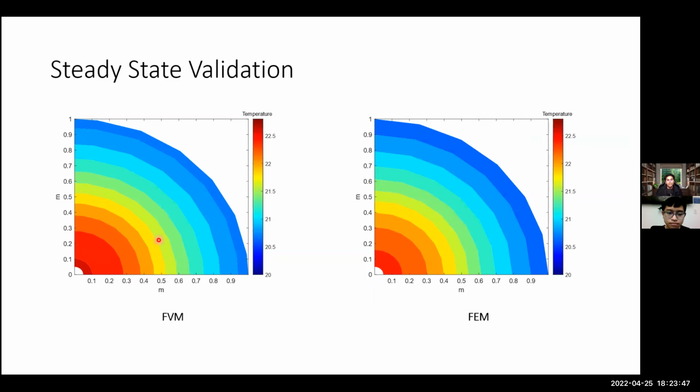For the finite volume method, the contour area is on the left, so this smaller region right here, and the ones on the right are smaller because they're closer to the boundary nodes. Additionally, for both solutions, the contour lines at the perpendicular, right here and right here, have a non-normal flow condition, so I believe that they're basically zero, and the maximum temperature is at the center and extends outwards.